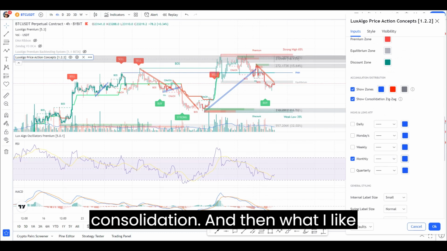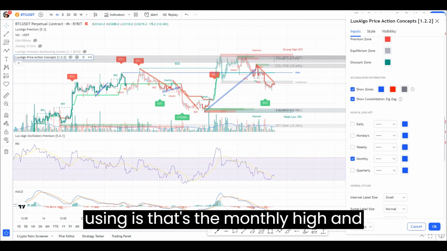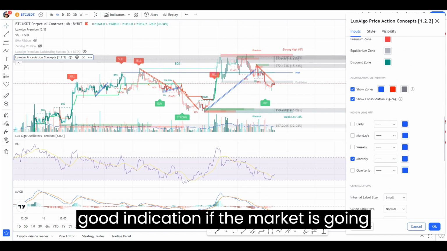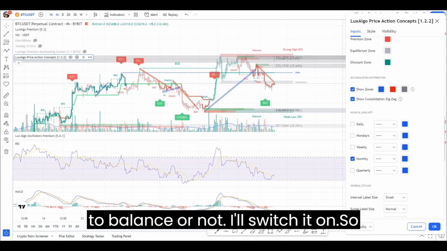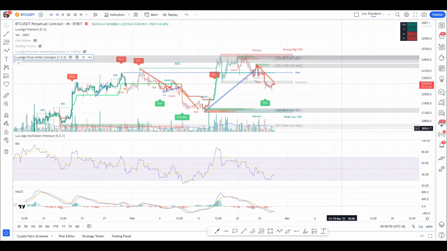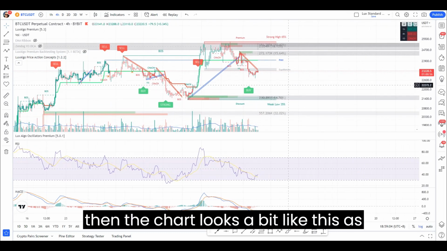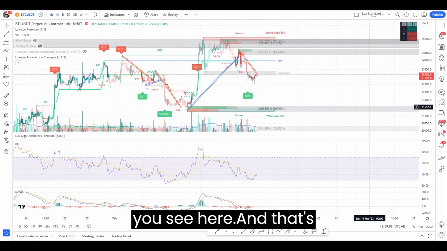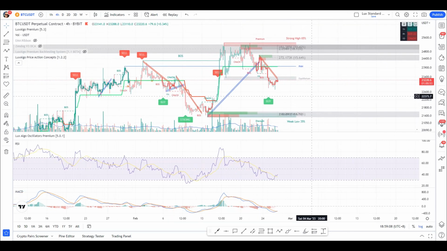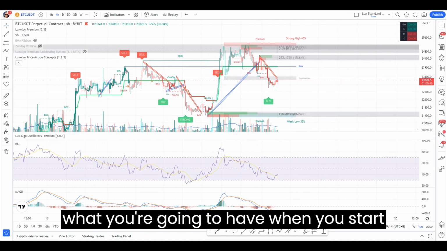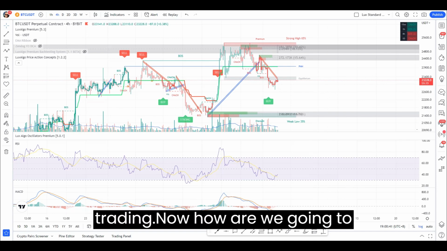Consolidation, and then what I like using is the monthly highs and lows, which I find always provides a good indication if the market is going to bounce or not. I'll switch that on. So that's pretty much it at the moment. And then the chart looks a bit like this, as you see here.